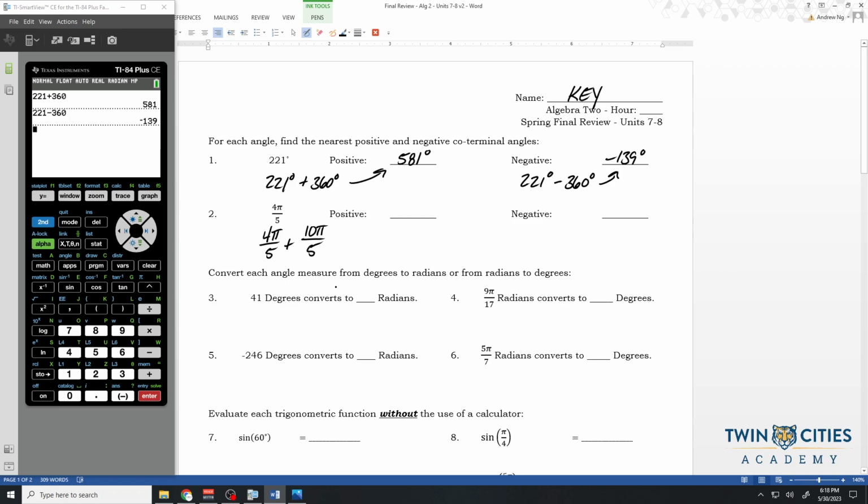That's going to be 14 pi over 5. I'll do the same thing here, but subtract. So 4 pi over 5, let's subtract 10 pi over 5. That's going to give me negative 6 pi over 5.